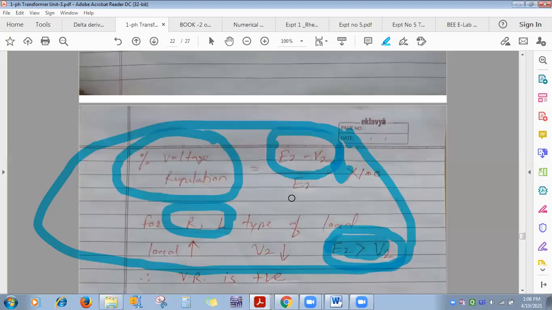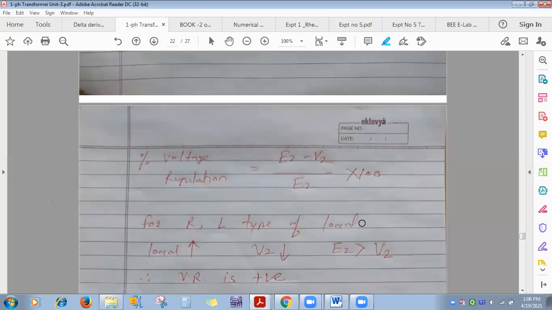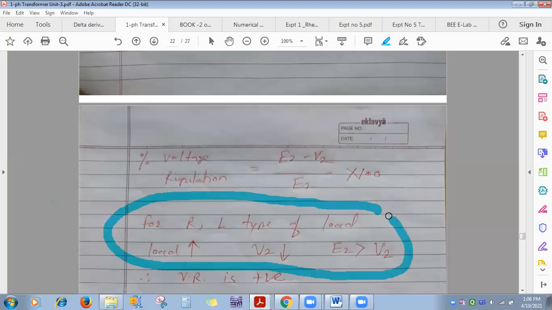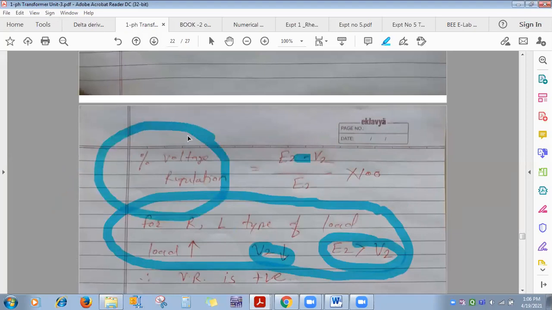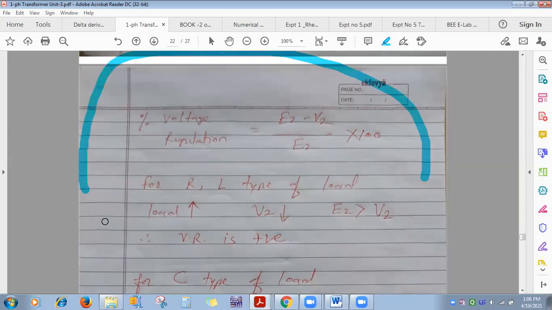MCQ question: voltage regulation for R and L type of load is positive or negative? It is positive, because as you go on increasing R and L type of load across the transformer, V2 decreases, which means E2 is always greater than V2. Here the negative sign is there. That's why voltage regulation is always positive. See here, I have written that voltage regulation is always positive for R and L type of load.